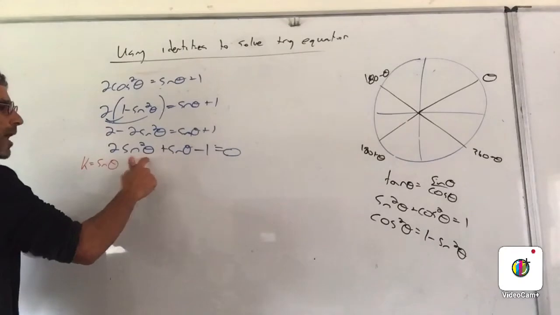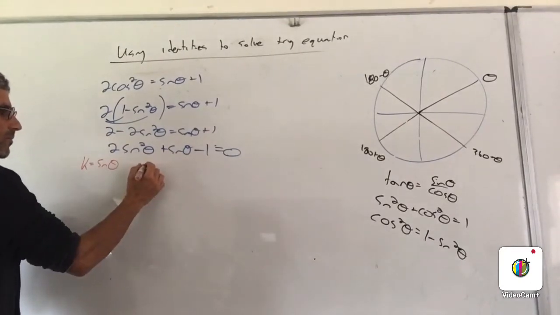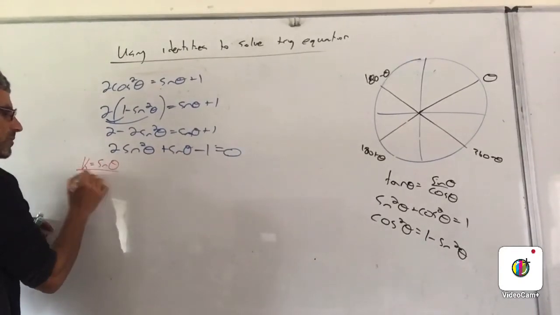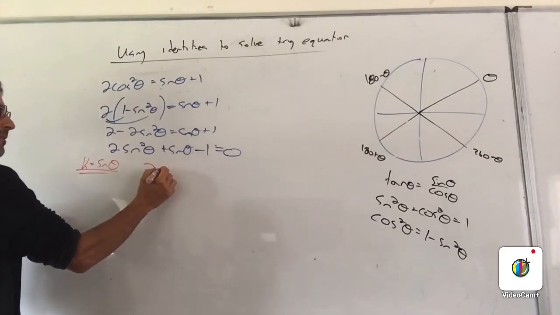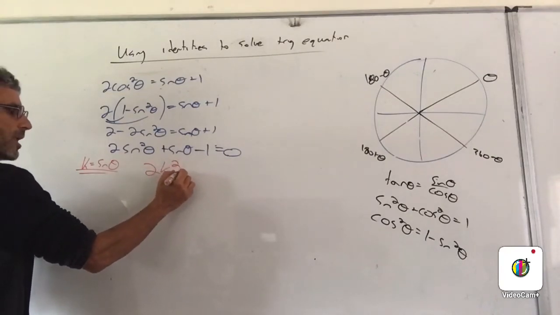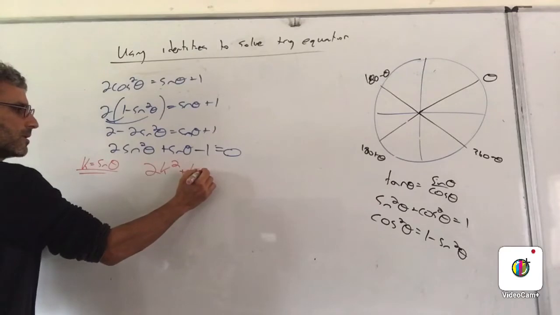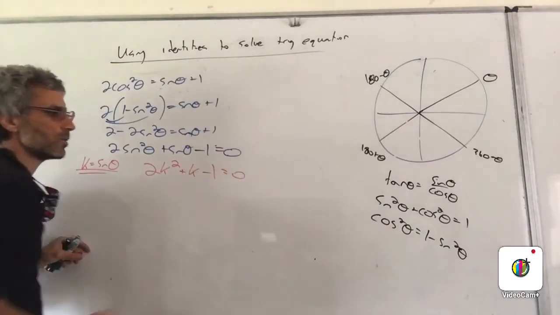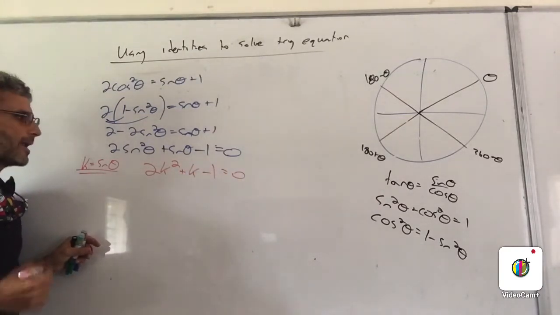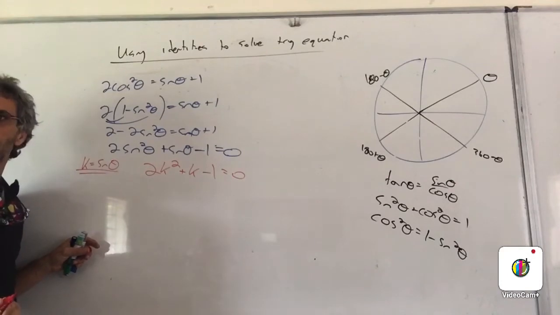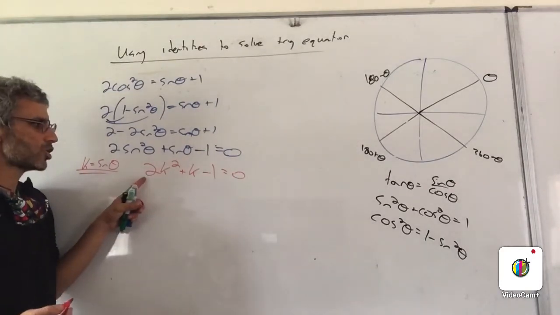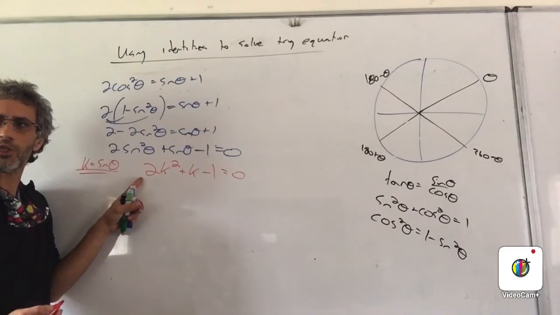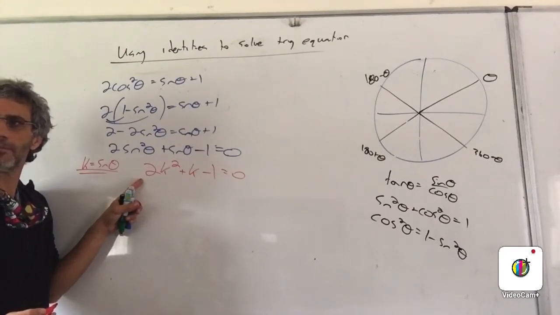Then how would we write this equation with this substitution? 2k squared plus k minus 1 equal to 0. And now that equation we can solve. Factorization is not so easy because I've got a 2 here. So what could we use maybe? We haven't used it for a long time.